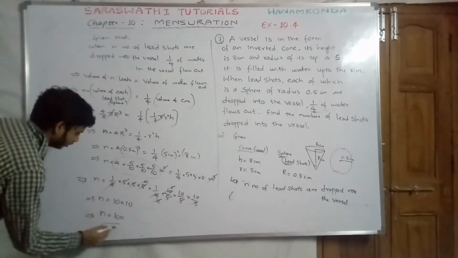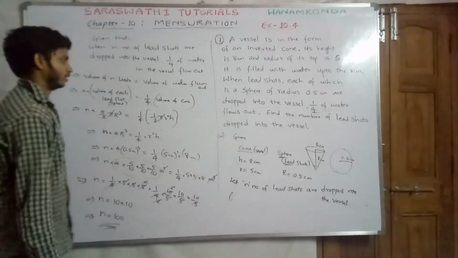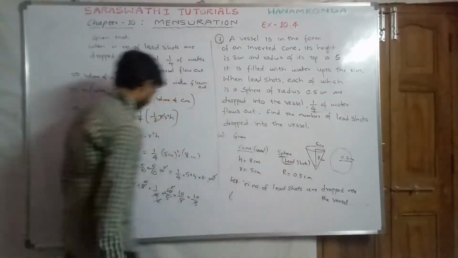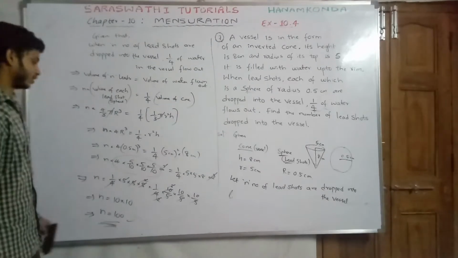Therefore, the number of lead shots which are dropped into the vessel is 100. So 100 lead shots are dropped into the vessel.